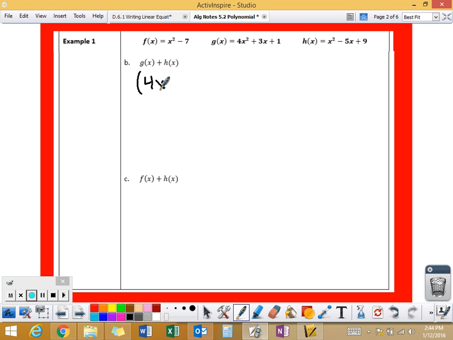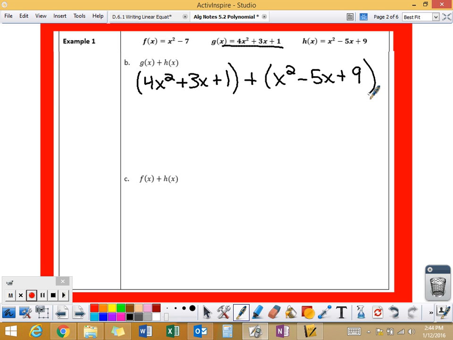It's 4x squared plus 3x plus 1. And again, I'm looking up here for that. Put it in parentheses, plus h of x. And h of x is x squared minus 5x plus 9. Again, I'm getting that from up here. Okay? So what I'm going to do is combine the like terms.